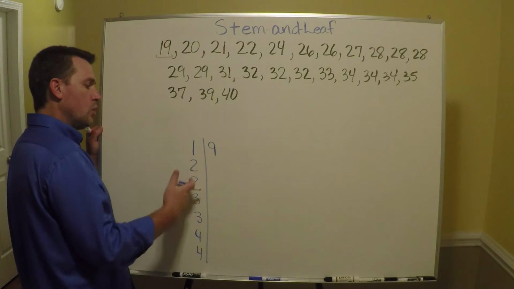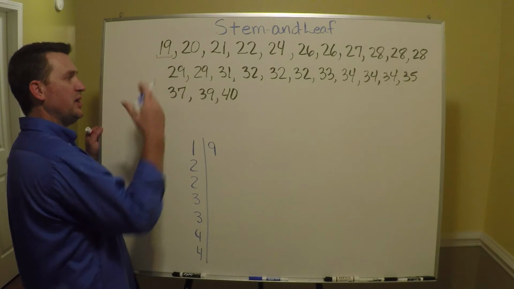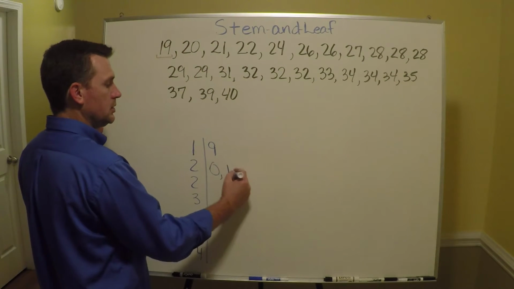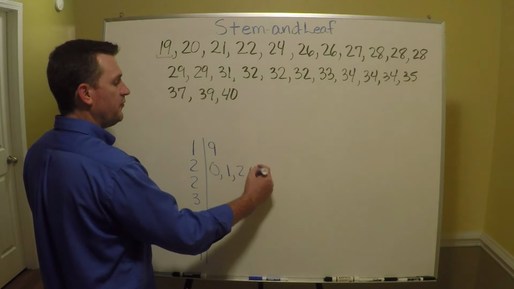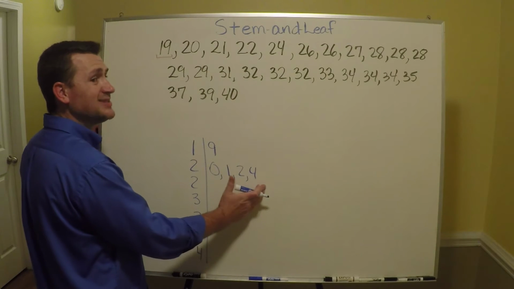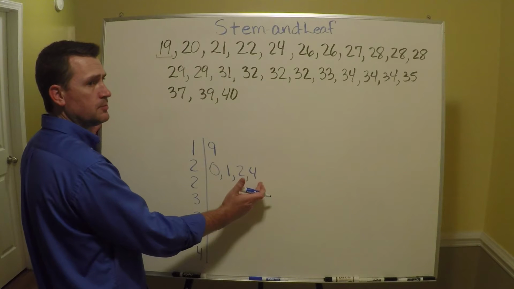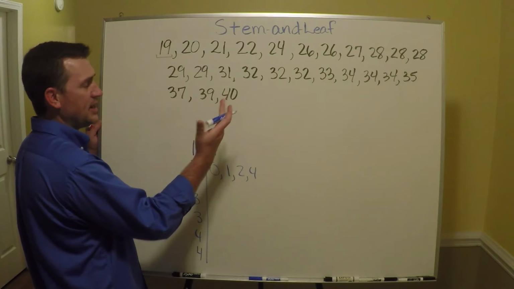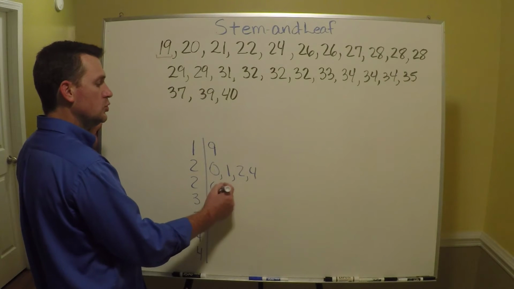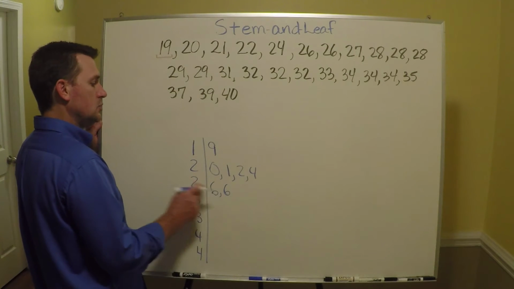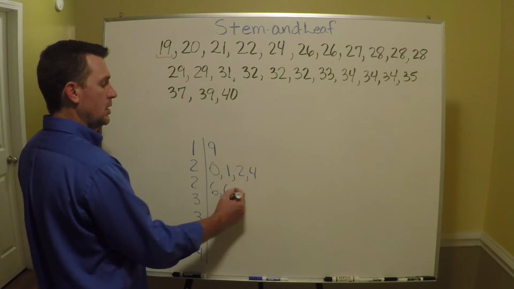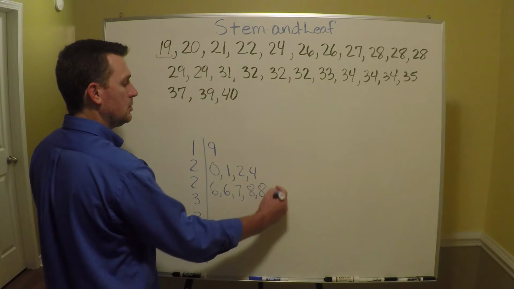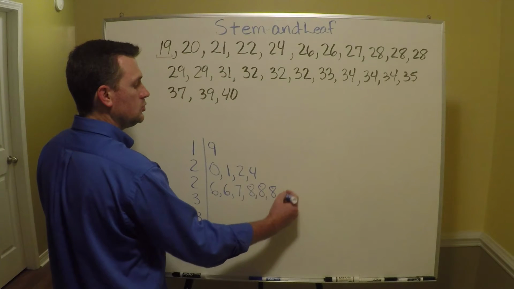And now it's going to be important with the 20s and 30s to pay attention. All right, I have 20, so I need a 0, and then a 1, and a 2, and a 4, and then stop. That's the end of the lower 20s. The upper 20s would begin at 25. I happen to not have any. And then I have 2 26s, a 27, 3 28s, and two 29s.